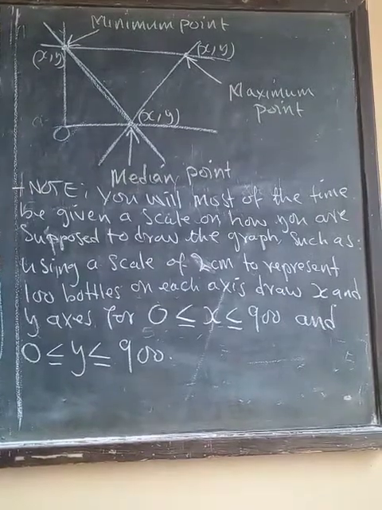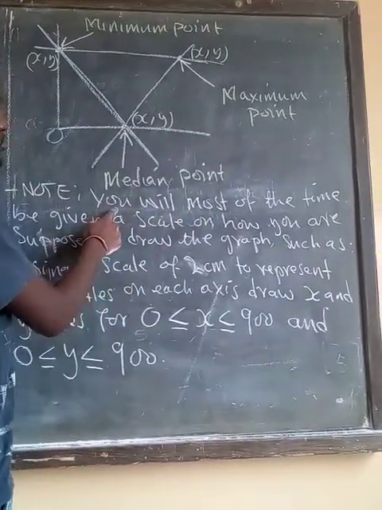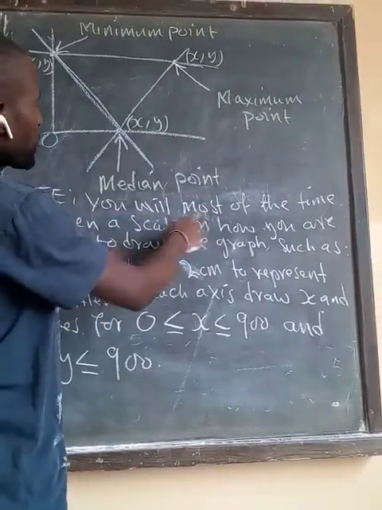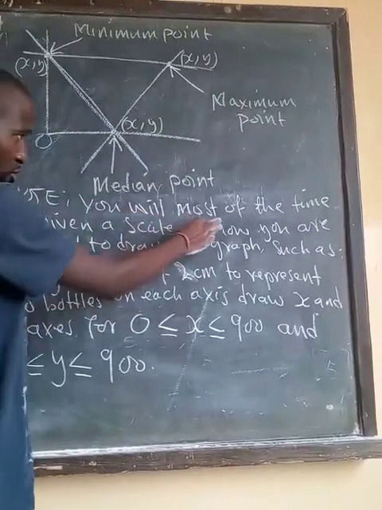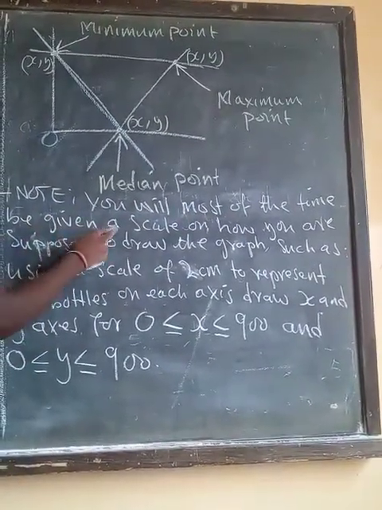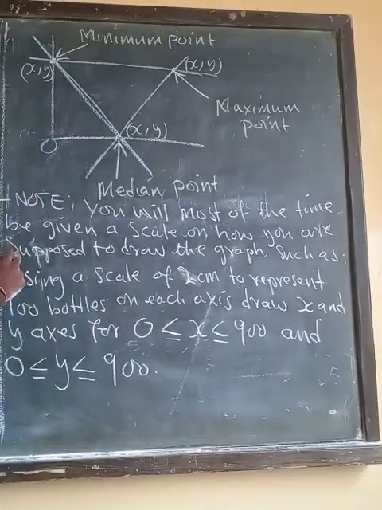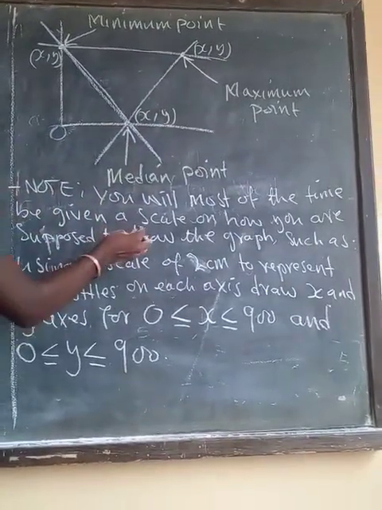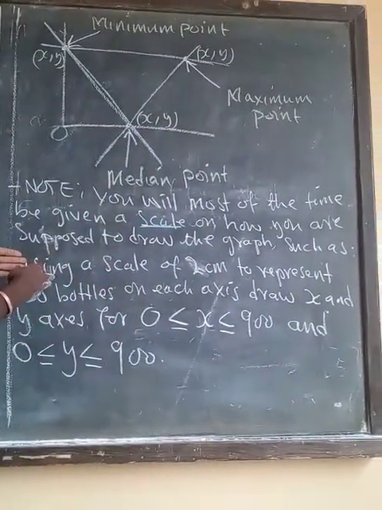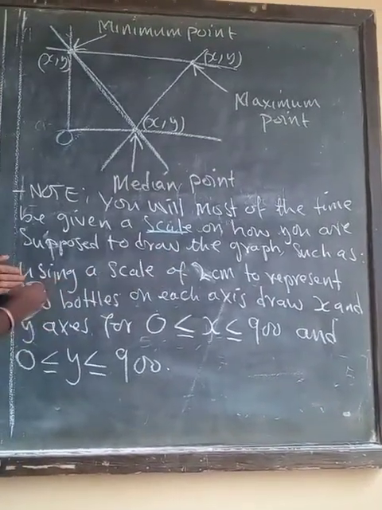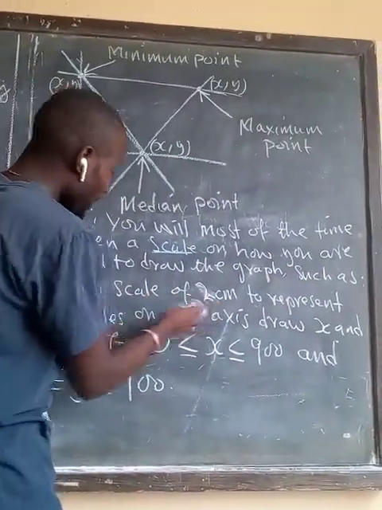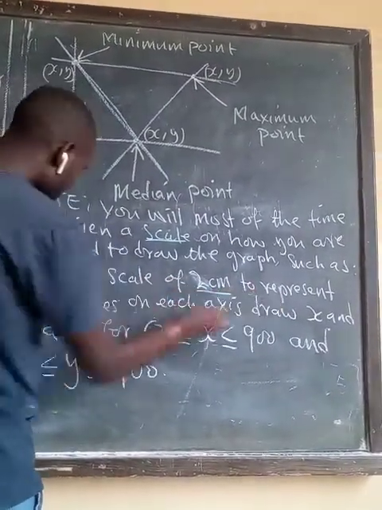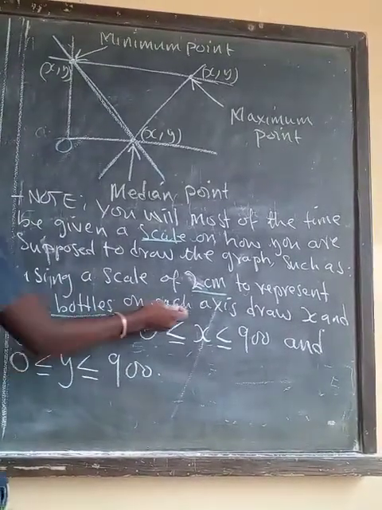Note, I wanted to say that in most questions you will be given a scale on how you are supposed to draw the graph. You don't just draw this graph any which way you feel like. You will be given a scale, such as using a scale of 2 centimeters to represent 100 bottles on each axis.